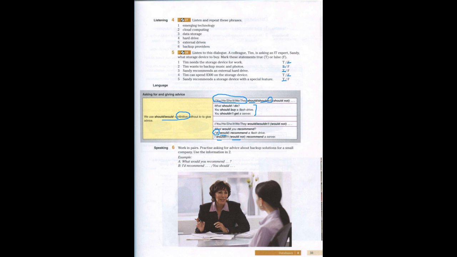So for asking advice, you can use either should or would. In order to ask a question, you can say, what should I do? What would you recommend? And for the answer, you should do this, or you should not do that. Or I'd recommend, I would not recommend.